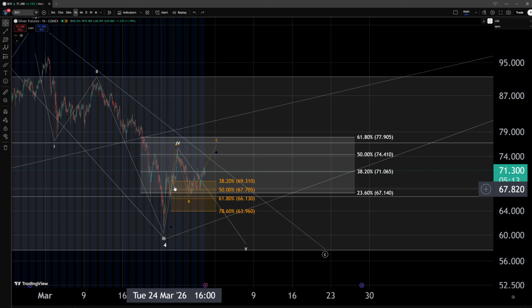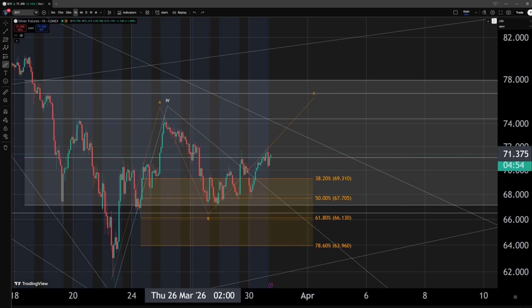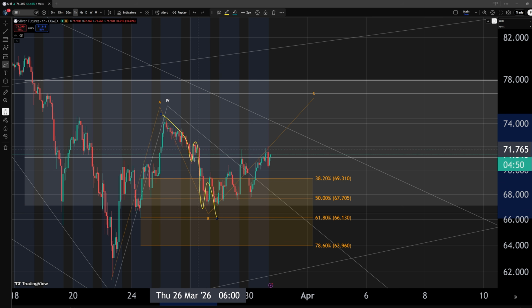So let's get a bit into this actual structure in this wave B. I would be able to even consider this to be an initial 5-wave move to the downside. It is something to be wary about.